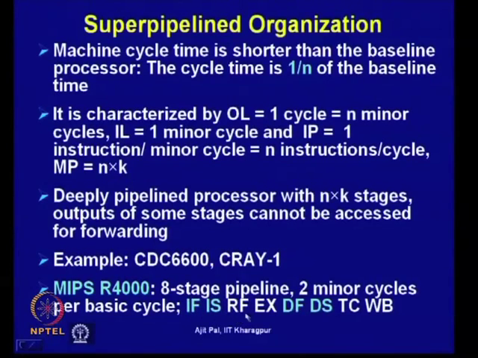Then the next stage, instruction decode and register read, or the execution stage, is again divided into two stages, register fetch and execution. Then data fetch and data second, this stage is also divided into 2 stages. Similarly, the write back stage is also divided. TC stands for tag check, that is, you are reading from the cache memory. So the name is tag check. So you can consider it as an 8-stage pipeline. However, here it has 2 minor cycles in each stage. So this is an example of a superpipeline organization.